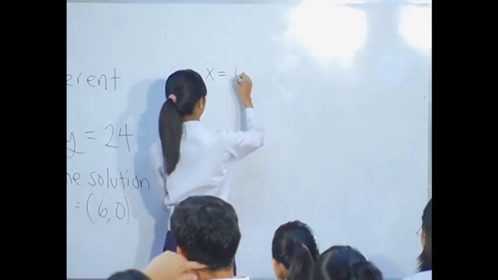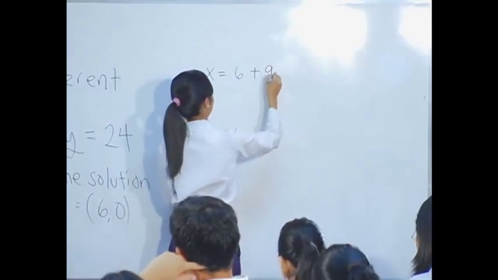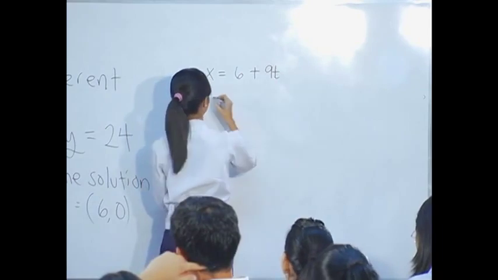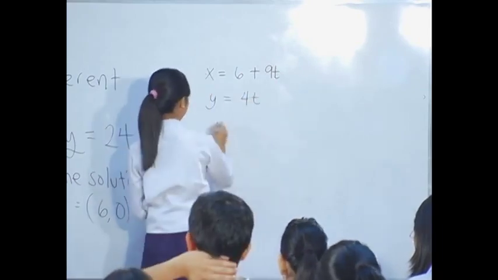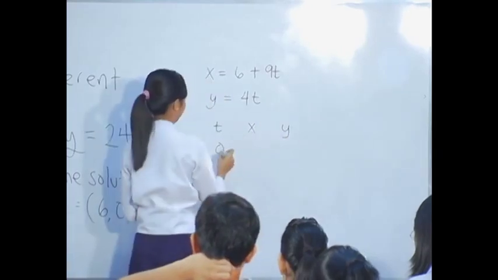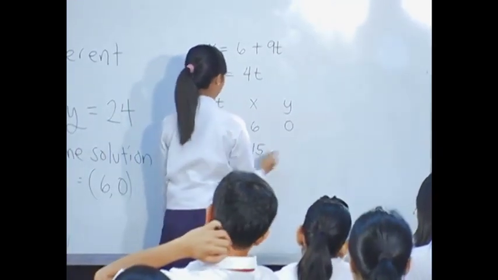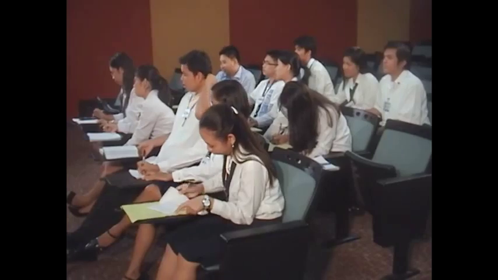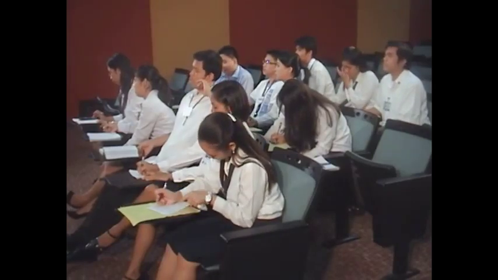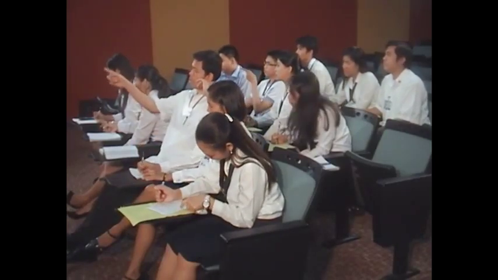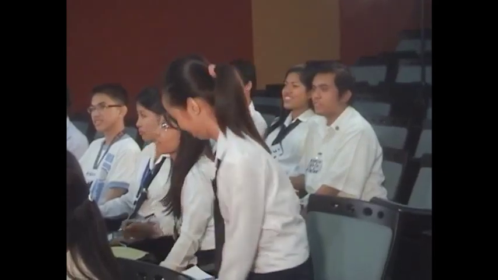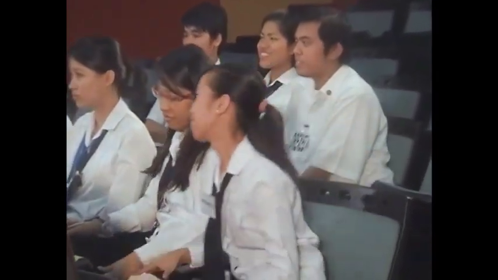40 lang po. 96. Minus 40. Negative 40. Di ba? Negative 40.